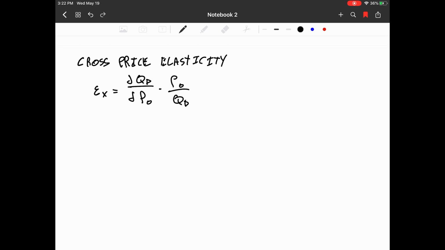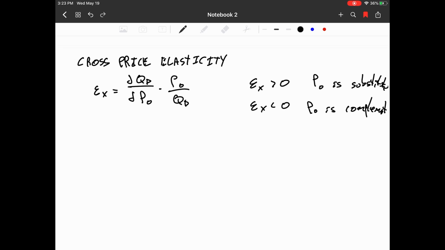Okay. And then we say when cross-price elasticity is positive, then P0 is a substitute. And when cross-price elasticity is negative, then P0 is a complement.